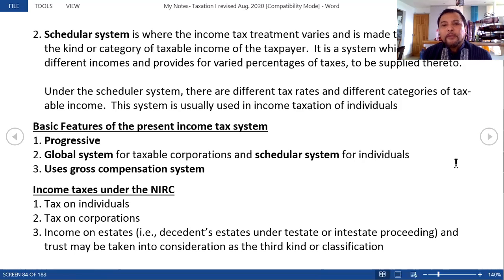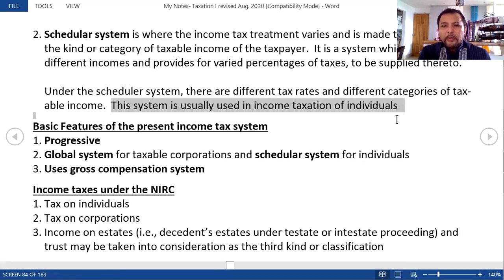So therefore, I have three different kinds of taxable income. But my income, once they are added together, is subjected to the different tax rates, different categories of taxable income. So this system is the schedular system. This system, according to the author, is usually used in income taxation of individuals, the schedular system.